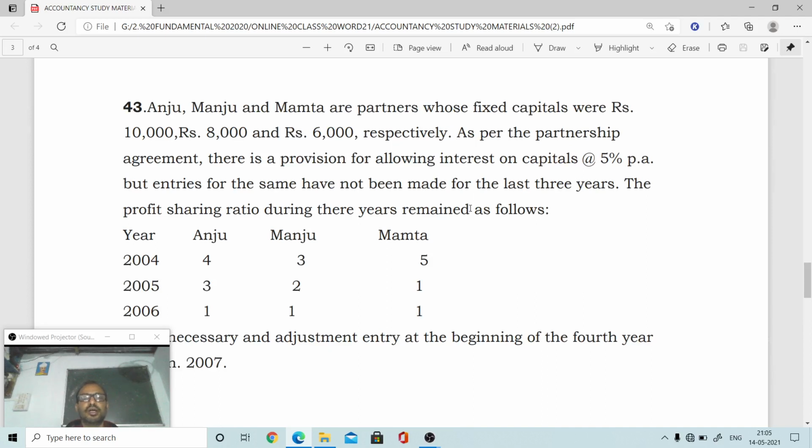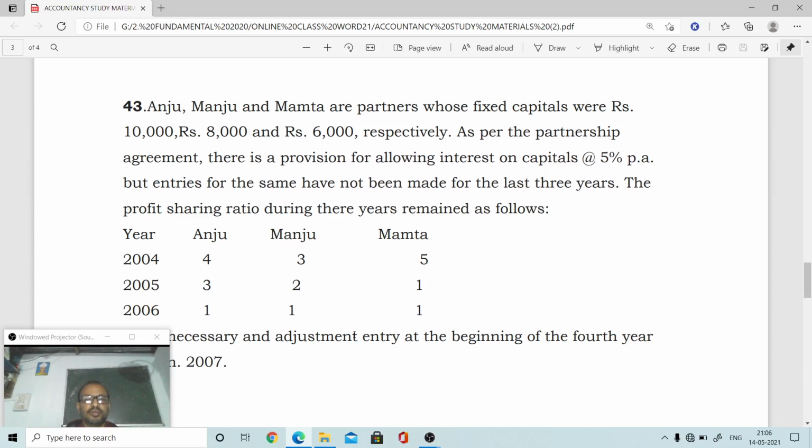So here, first of all, we have to see this is the fixed capital. So that fixed capital is unchanged. We can calculate the 5% interest. 10,000 at 5% comes to 500. 8,000 at 5% is 400. 6,000 at 5% comes to 300. So they are the interest on capital that was omitted to be charged for the last 3 years. Therefore, if the profit was distributed without charging that amount, it is a mistake. And it should have been divided in the ratio 4:3:5.